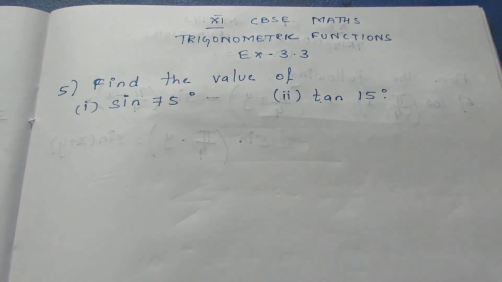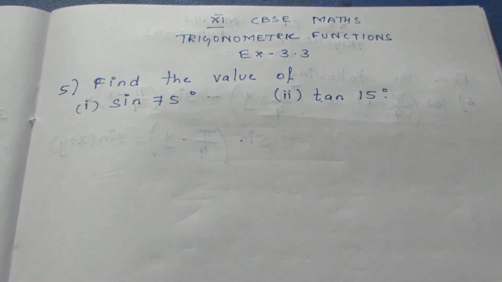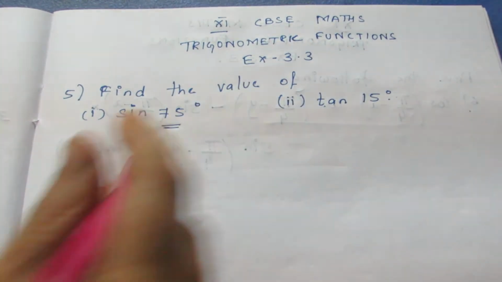Today we are going to see 11 CBSE Maths Trigonometric Functions Exercise 3.3, fifth sum. Let's see the question. Find the value of sine 75. In the second sum, it is given tan 15. For sine 75, we don't know the trigonometric value in the tabular column. We know only 30, 60, 45, 90 and 0. Here it is sine 75.